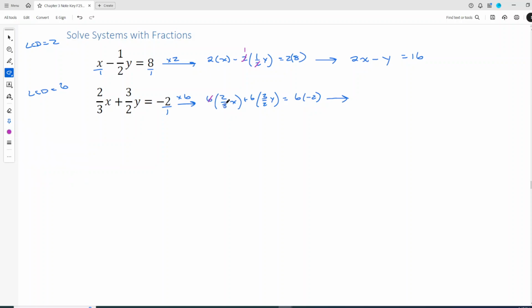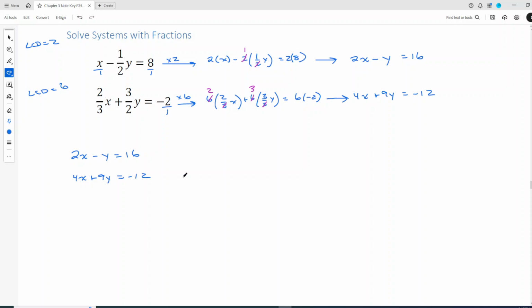So this is 6 divided by 3 is 2. This is 6 divided by 2 is 3, and then this one doesn't have a denominator. So then my new equation would be 2 times 2x, which is 4x, plus 3 times 3y, which is 9y, is equal to negative 12. So this is my new system of equations. Really, the question could start here. As long as I haven't made any mistakes, these equations are equivalent. So I've got 2x minus y equals 16, and I have 4x plus 9y is equal to negative 12.